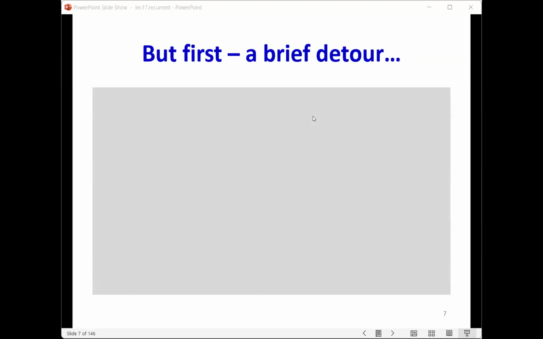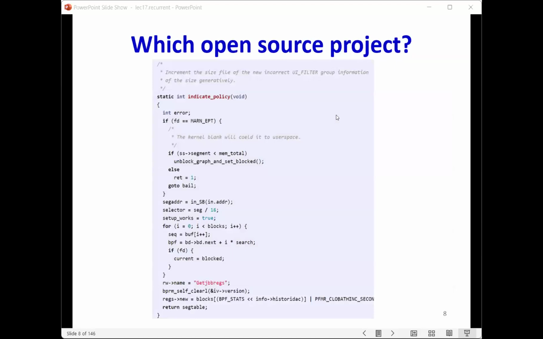So before I continue, I'm going to go through a brief detour, and we're going to be talking about language modeling. We're talking about recurrent networks, and we're all very familiar with language models, but what exactly is language modeling? Here's a piece of code from some open source project. Which open source project is it? Well, you wouldn't have to look very hard to realize that this is not from any open source project at all. It's just some randomly generated code by a language model.